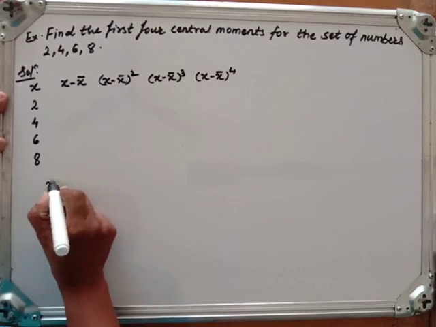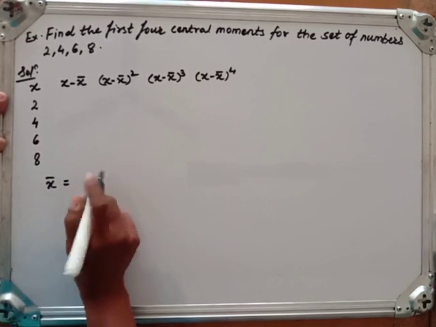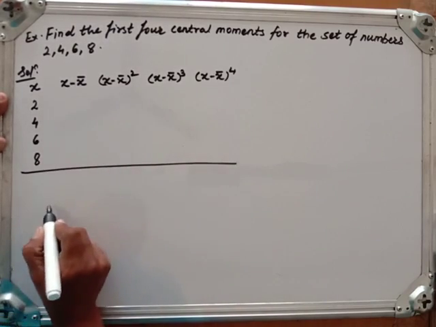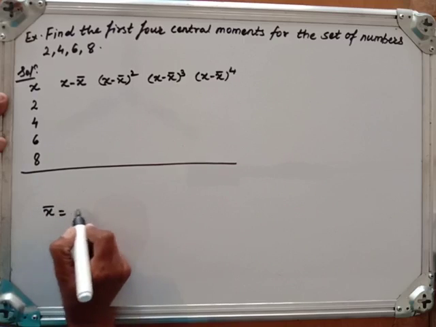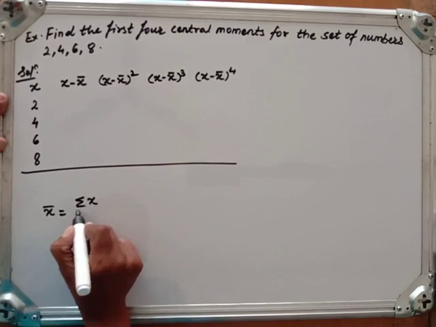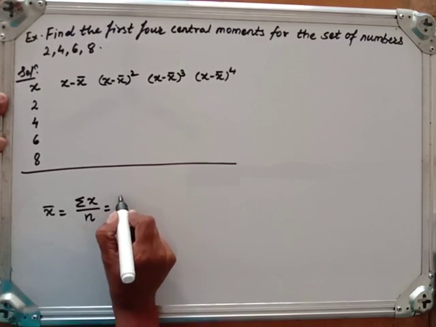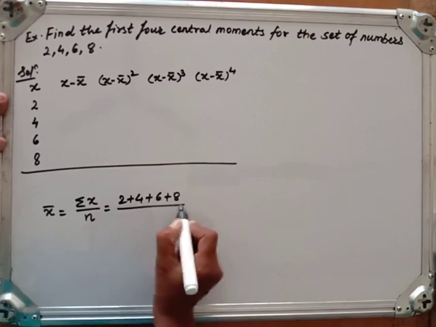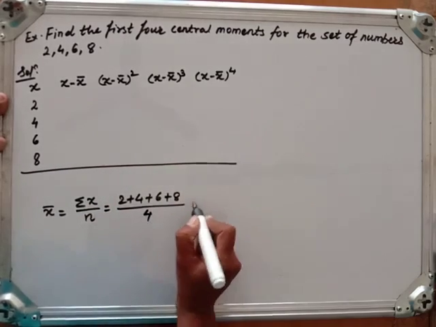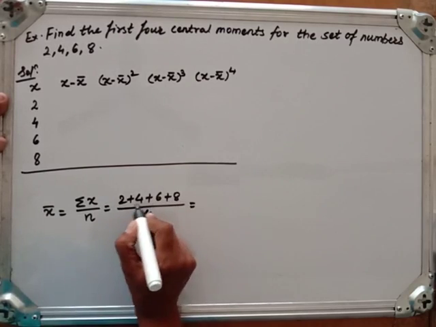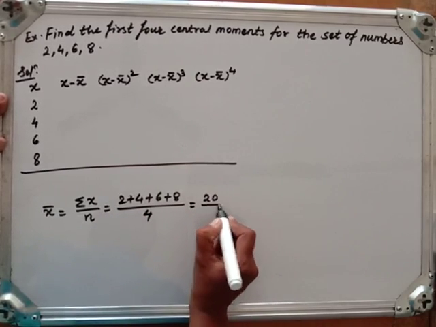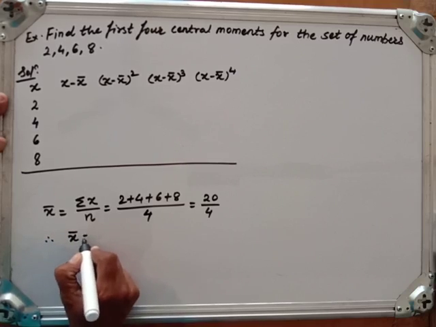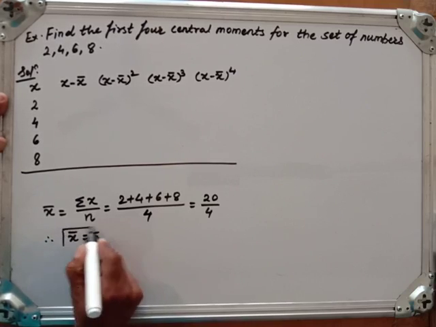Okay. So first of all let us find out the mean. What is x bar? Here we need these totals also, so let me keep a space. X bar is summation x upon n. Summation x is 2 plus 4 plus 6 plus 8, upon how many are they? 4 in number. So this is 20 upon 4. So our mean, x bar, is 5.